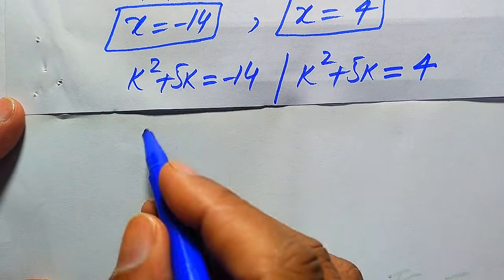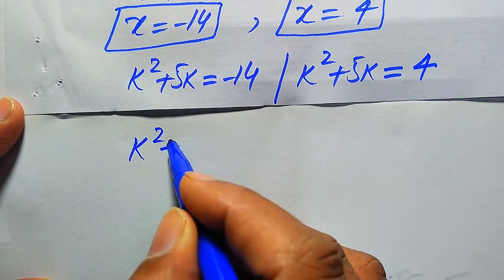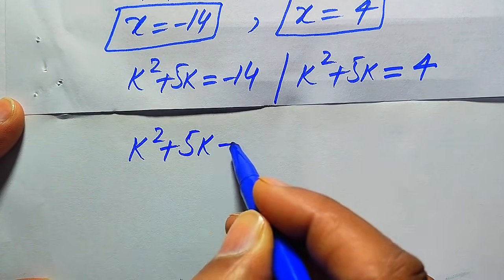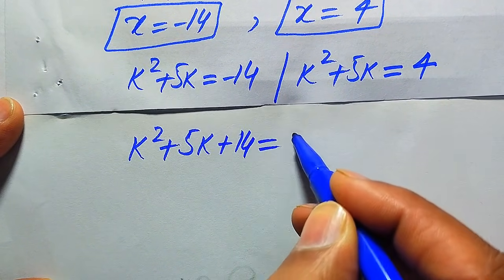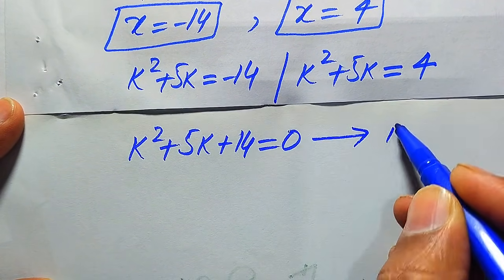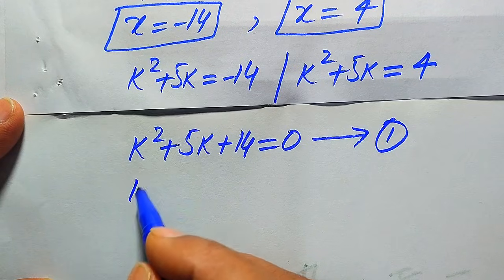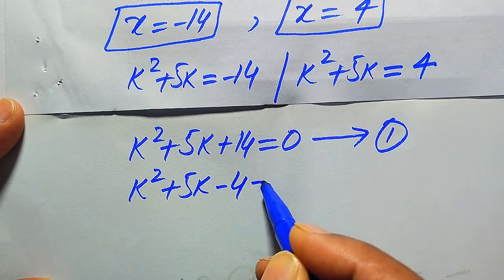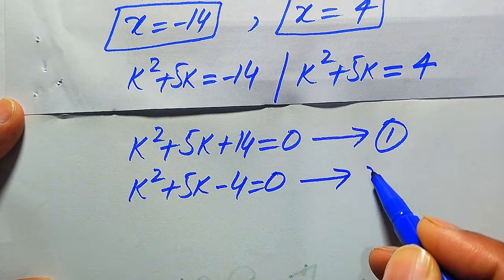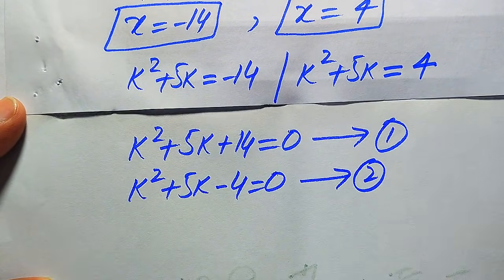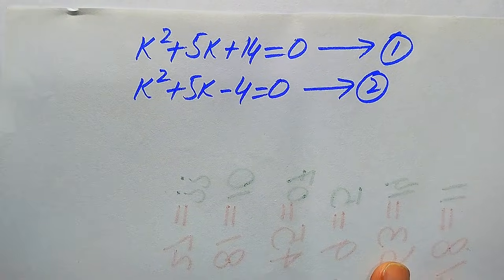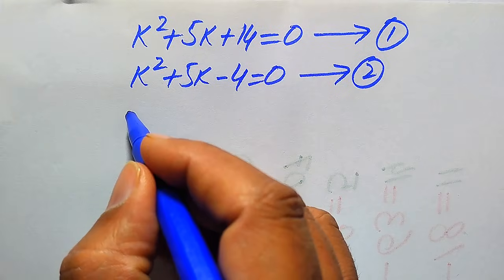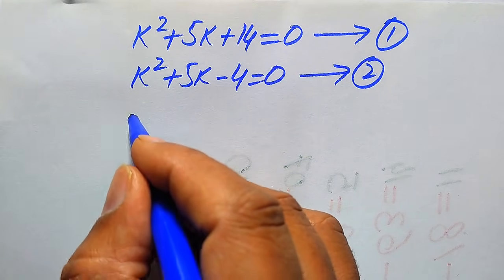So from here we move minus 14 to the left hand side and we get k square plus 5k plus 14 equals 0, and we call this equation number 1. From here we have k square plus 5k minus 4 equals 0, and we call this our equation number 2. So here we need to solve both of these two equations simultaneously. And now first we can solve our equation number 1.